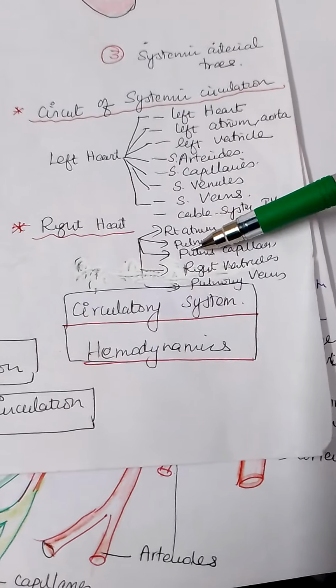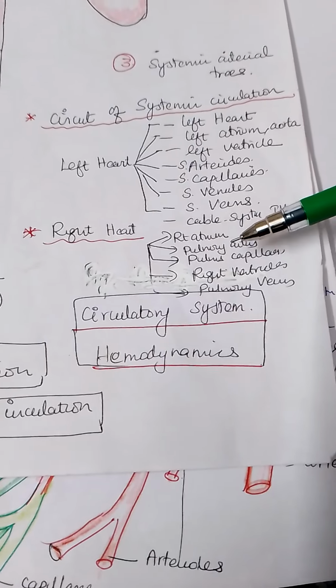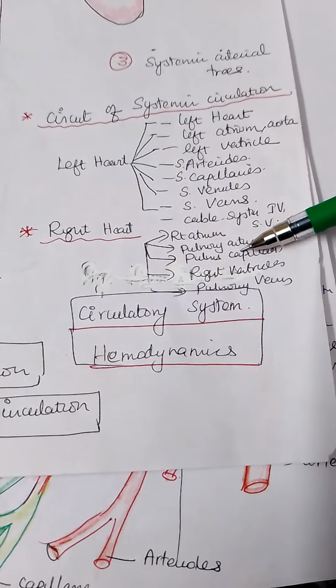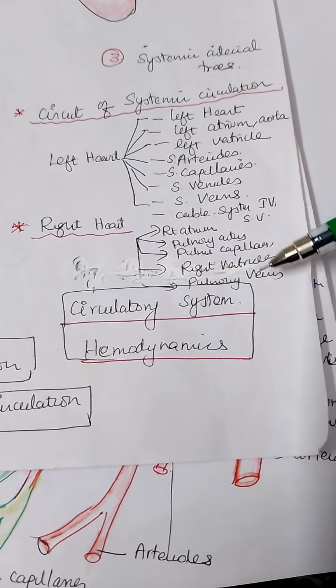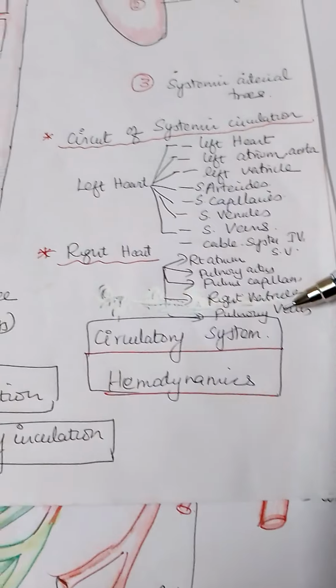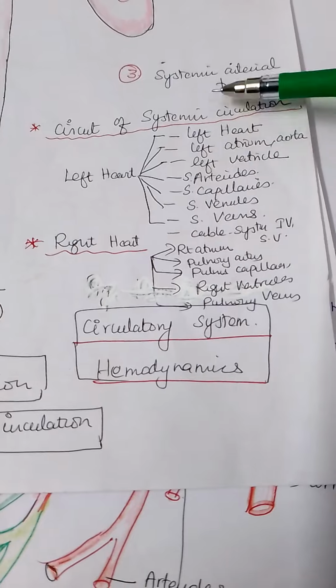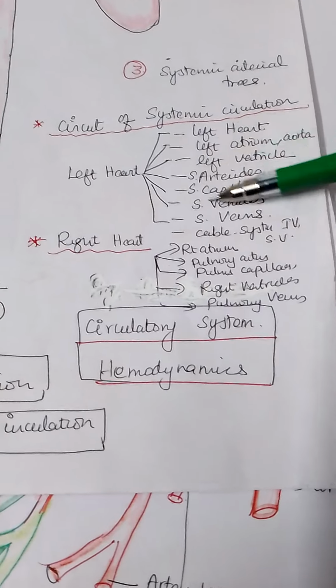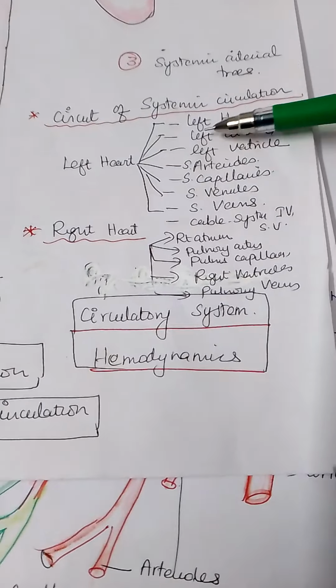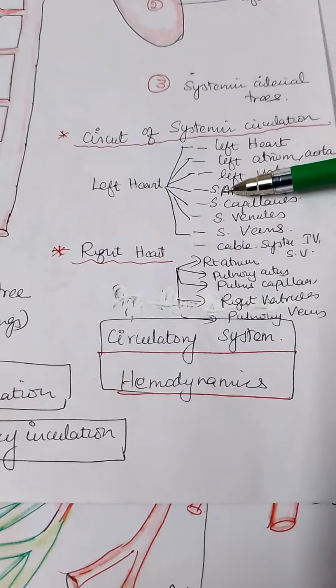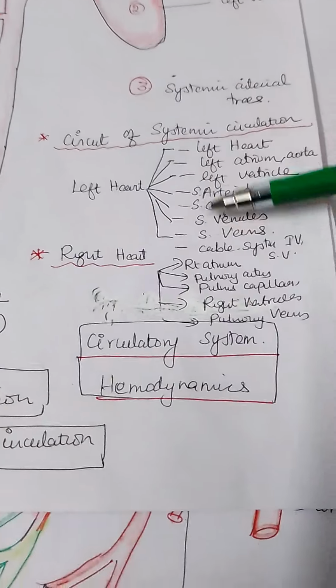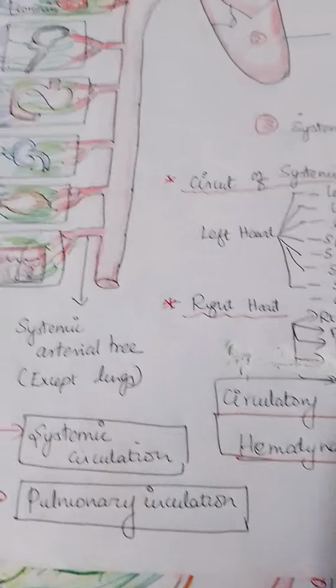The right heart: right atrium, pulmonary artery, pulmonary capillaries, right ventricle and pulmonary vein. By looking at the heart picture, you can write all these things for the systemic circulation. So this systemic circulation is very important to maintain the hemodynamics of our body. Correct?